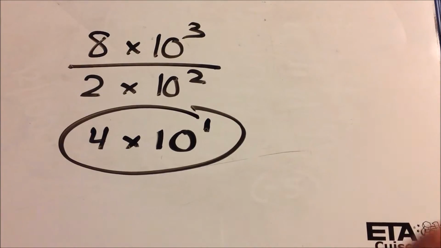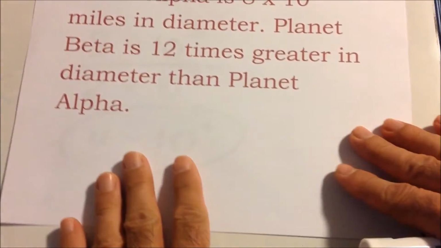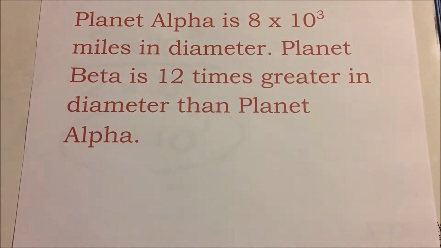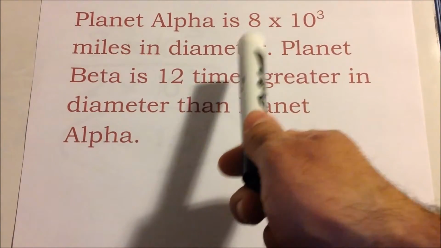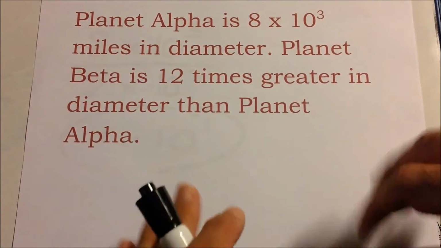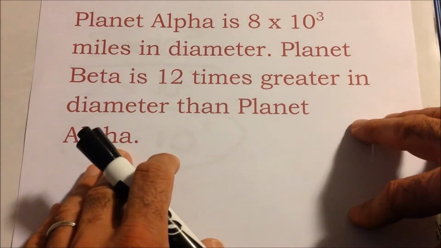So let's look at some word problems now. So in word problems, we're going to either add, subtract, divide, or multiply. But in this case, we'll just go over division and multiplication. So let's look at this. This says planet Alpha is 8 times 10 to the third power miles in diameter. And planet Beta is 12 times greater. So we're trying to find the diameter of planet Beta. Now anytime you see where it says one is 12 times greater, and you're trying to find the diameter of another, you need to know that this is going to be either division or multiplication. So which one do you think it is?